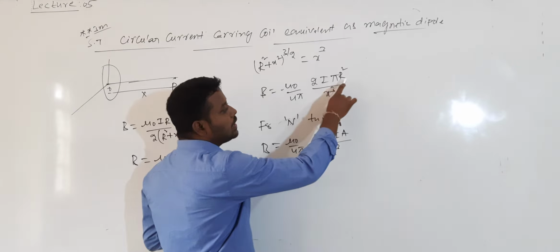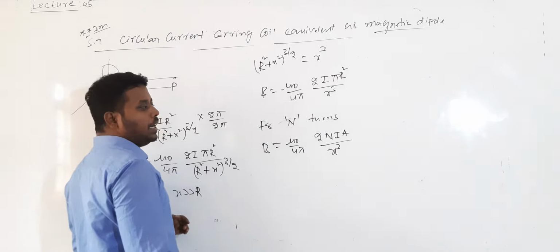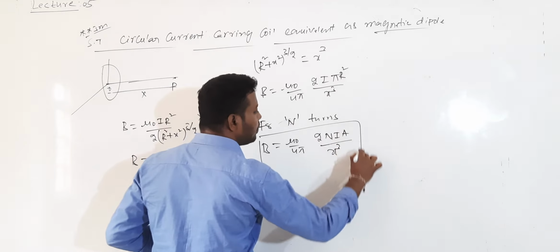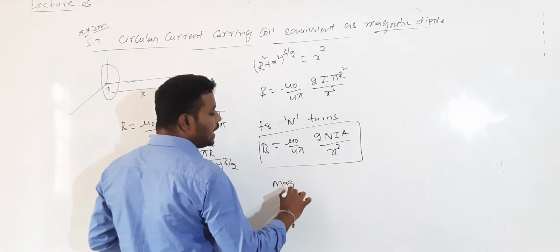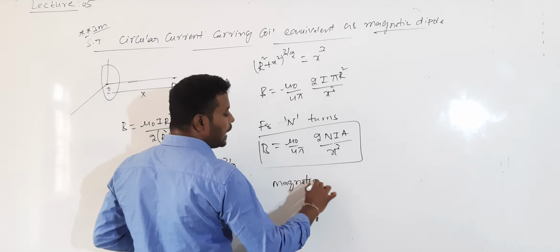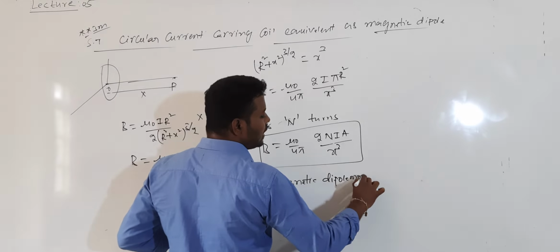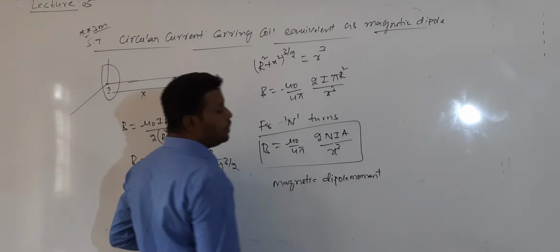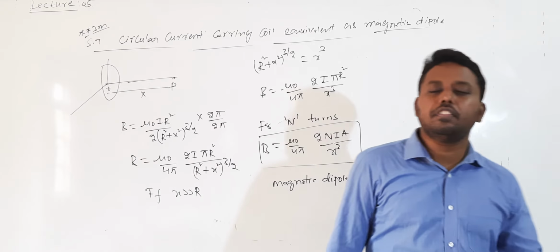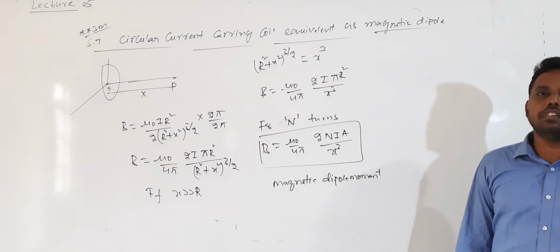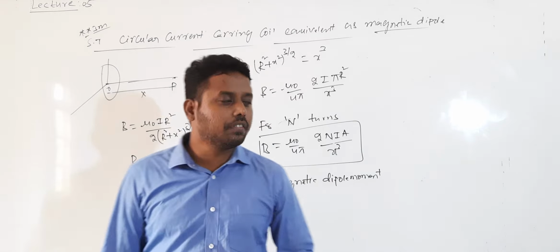I, pi R square is the area of the coil. So 2 into N into I into A by x cube. Okay now, this N into I into A is called the magnetic dipole moment. What is dipole moment? The electric dipole moment is the product of the magnitude of charge and the distance between the charges of the dipole.